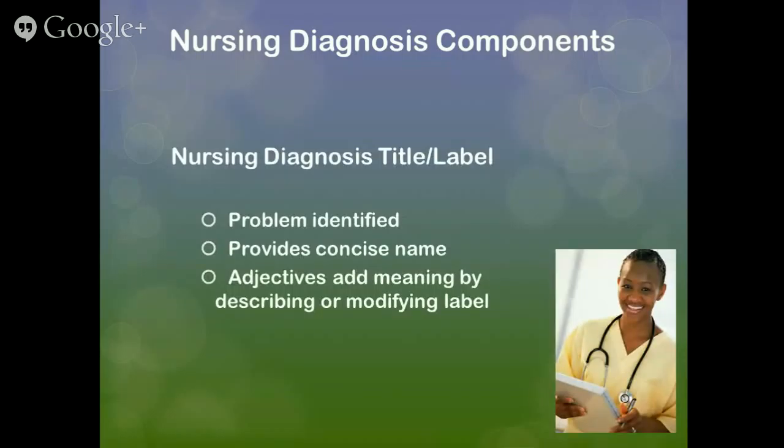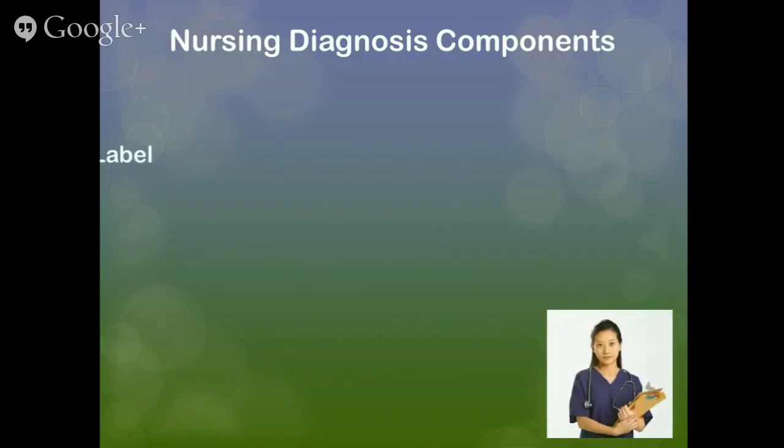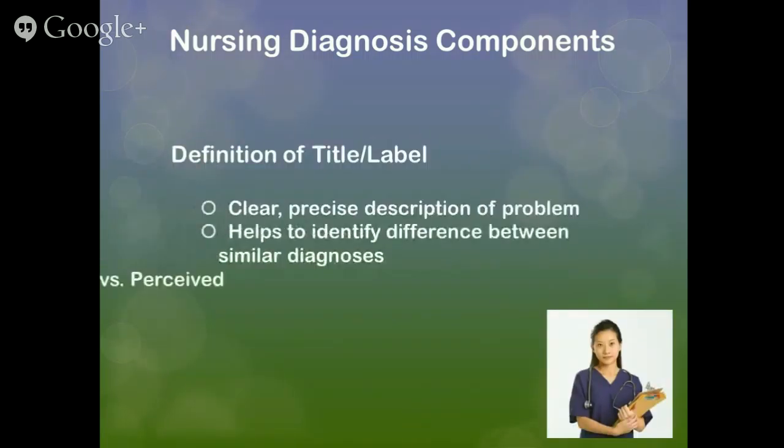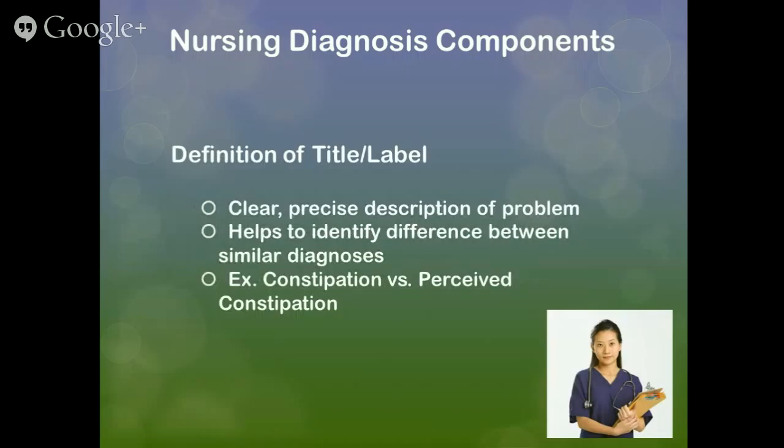Constipation is actually by NANDA. I guess that's on the next slide. Let me go to the next slide, and then I'll tell you what it is. Constipation, as described by NANDA, is a decrease in normal frequency of defecation accompanied by difficult or incomplete passage of stool or the passage of excessively hard and dry stool.